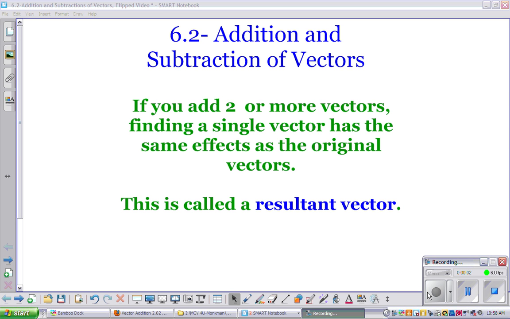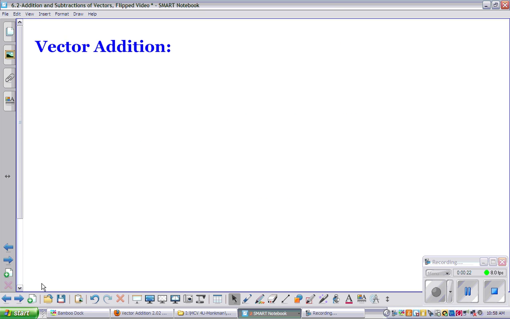And now for section 6.2, this is going to be addition and subtraction of vectors. If you have two vectors or more, and you're trying to find a single vector, this is called finding the resultant vector. And the resultant vector has the same effects that the two or more original vectors would have. And so if we're adding vectors, we have to sort of understand what these vectors are now.